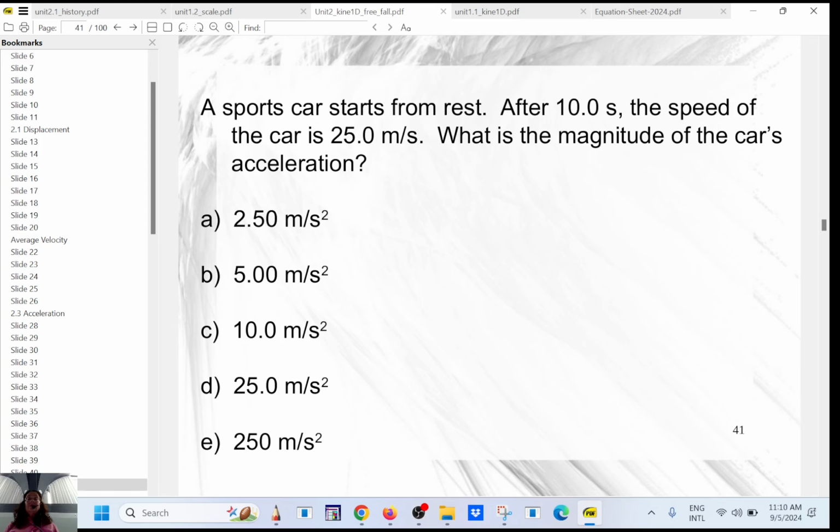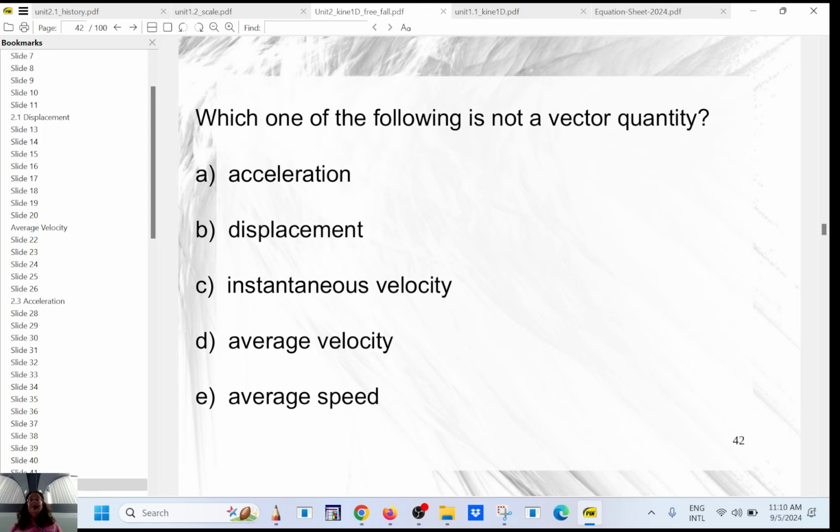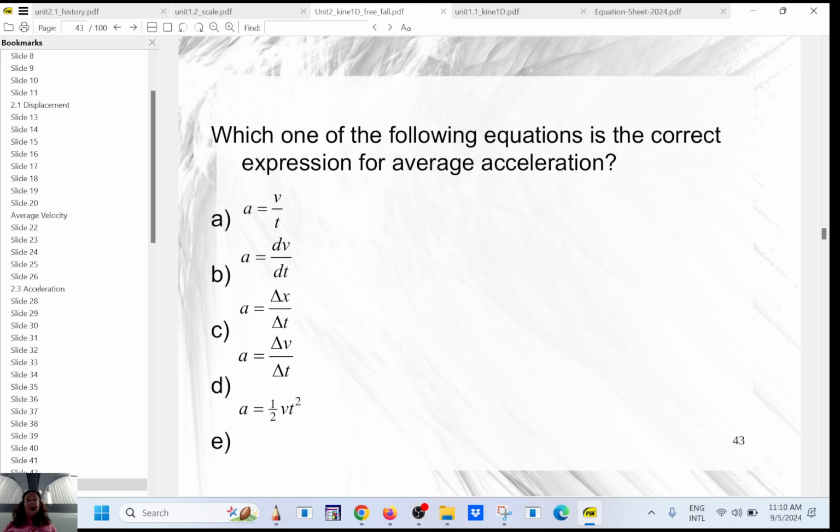Okay, acceleration is the change of velocity over the change in time. Which one is not a vector? Speed is not a vector, right? Average acceleration, it's like shifted. I mean this thing here, right? So it's kind of there. But anyway, that's the answer here.